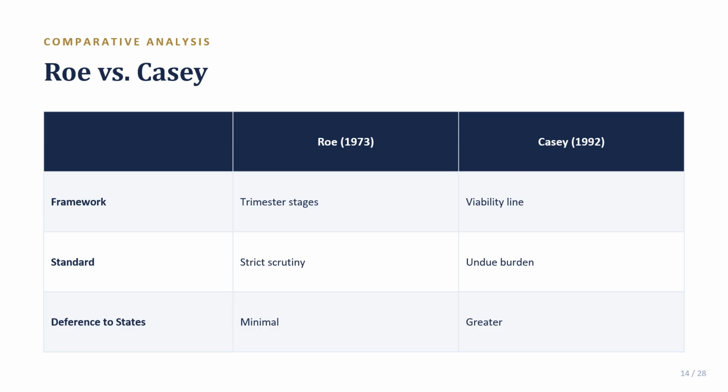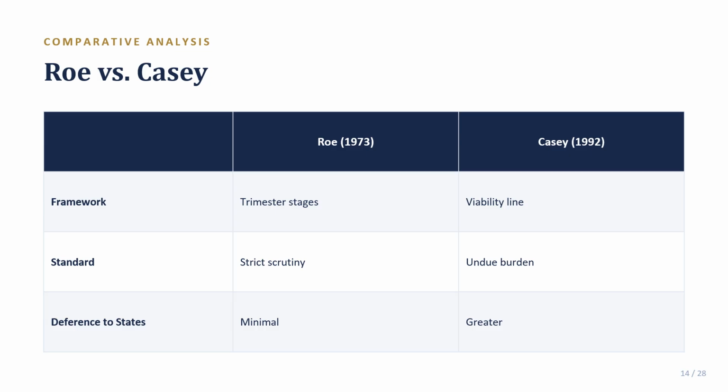Okay. The standard: Roe applied very strict scrutiny to first trimester regulations, basically requiring the state to show a compelling interest and narrow tailoring. So Casey replaced it with the undue burden test, which is a standard that many scholars and justices at the time described as meaningfully less protective of the underlying right than strict scrutiny would have been, since it permits more regulation to survive so long as it doesn't rise to the level of a substantial obstacle.